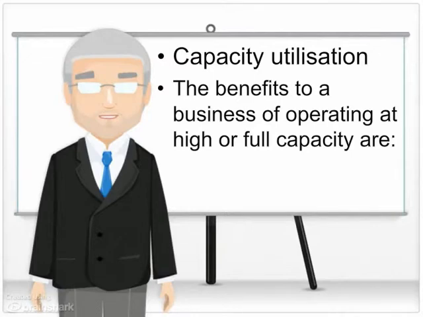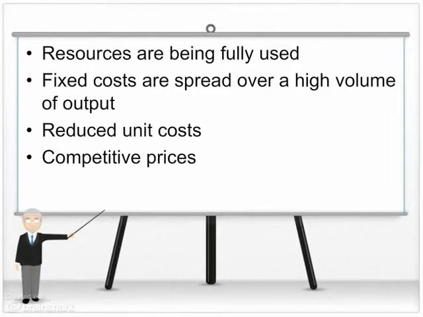Capacity utilization. The benefits to a business of operating at high or full capacity are: the resources are being fully utilized. For example, if a business pays for a printing machine that can print 10,000 leaflets an hour, then it makes sense that it fully utilizes this capability. The fixed costs of the business, such things as rent, are spread over a high volume of output. In effect, each unit produced is contributing to paying the rent. The more that is produced, the smaller the contribution needs to be.